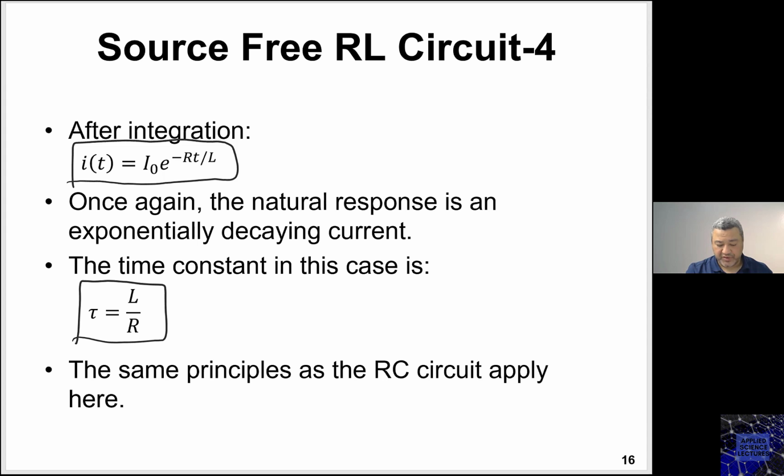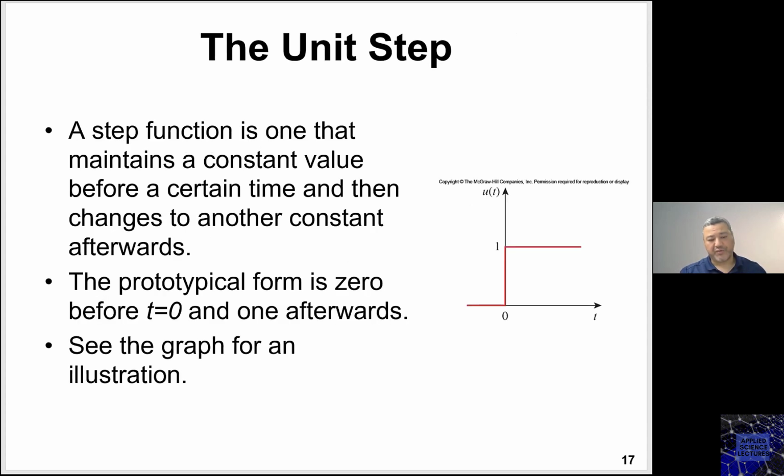So the response is exponential. First order differential equation. Response is exponential. I have the initial value and I have the second constant, which is the tau. I find this tau from the inductance divided by the resistance. And if it's only one resistor, that is R. If you have a bunch of resistors in the circuit, then you have to find R Thevenin, exactly the same way we did for the capacitor.